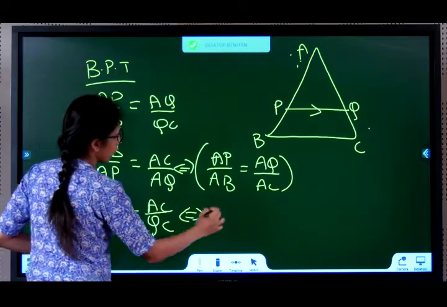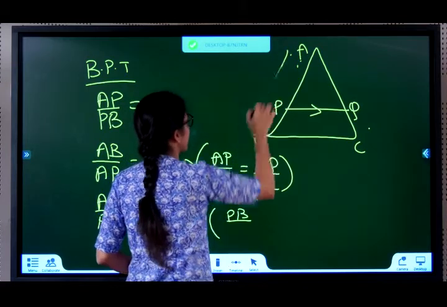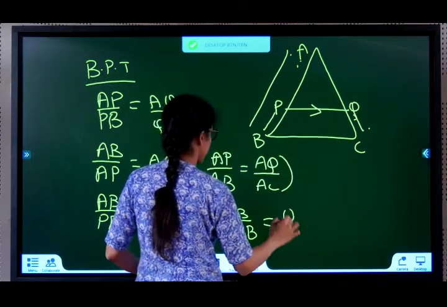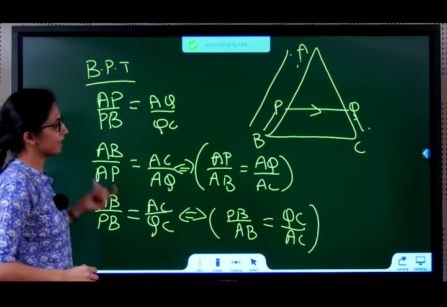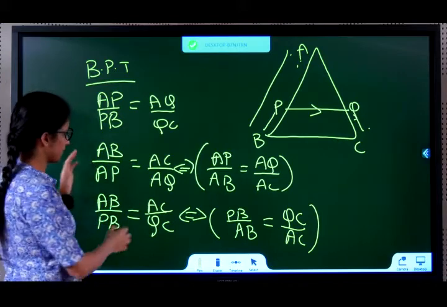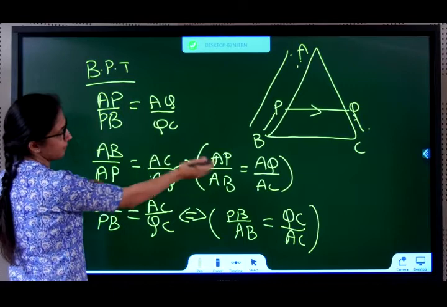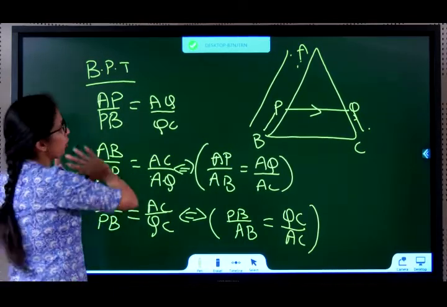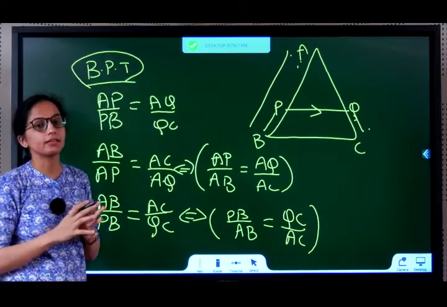I can even go vice versa, PB by AB is equal to QC by AC. Whenever I want, I will be using any of this. You should understand why, and say it's because of BPT, because these two are nothing but reciprocal. See, AP goes up, AB comes down. AQ goes up, AC comes down. PB goes up, AB comes down. QC goes up, AC comes down. So all these are extensions of BPT itself, basic proportionality theorem.